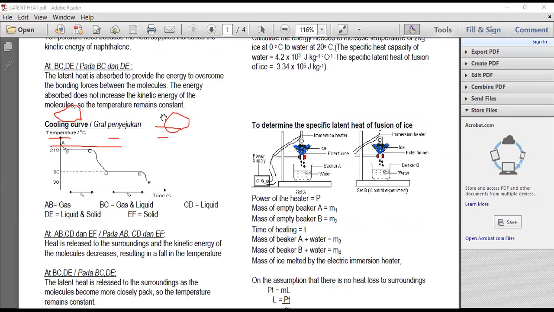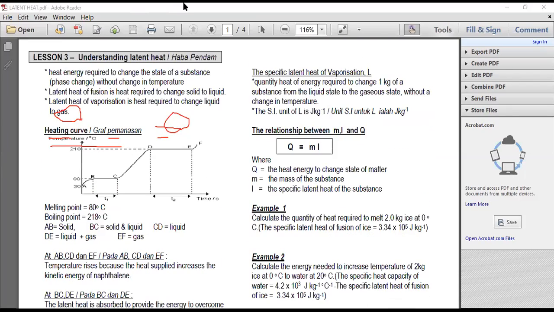Whereas specific latent heat of vaporization is the heat required to change 1 kilogram of liquid to gas, or the other way around, at a constant temperature. So it's 1 kilogram of liquid to gas. Specific latent heat of vaporization. Now, the unit for both specific latent heats will be joule per kg, or joule kg minus 1. So if you bring it down, it becomes joule over kg.